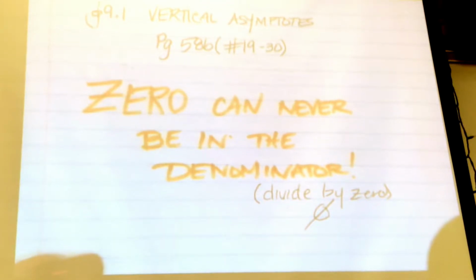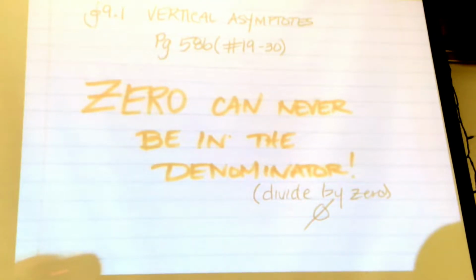So why we care about this is because sometimes we have graphs and we have scenarios in our life where the denominator might be 0.